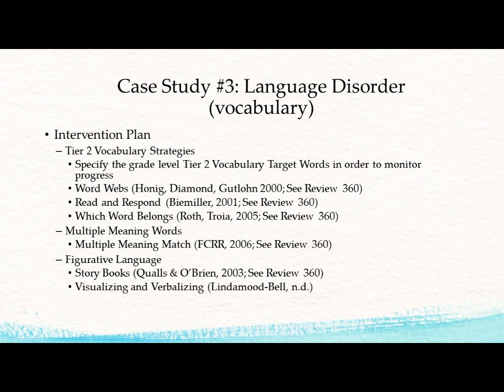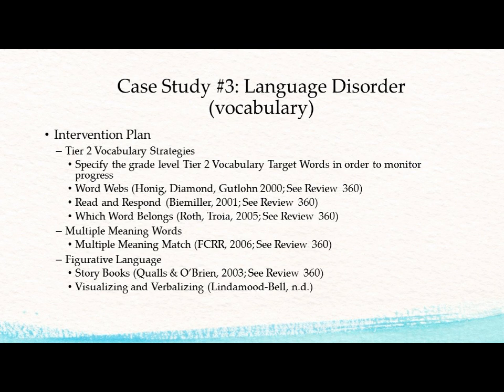For multiple meaning words, there's an activity or strategy called multiple meaning match. And then in the area of figurative language, there are storybooks, and visualizing, verbalizing is a strategy that Linda Mood Bell has recommended that works well for students.